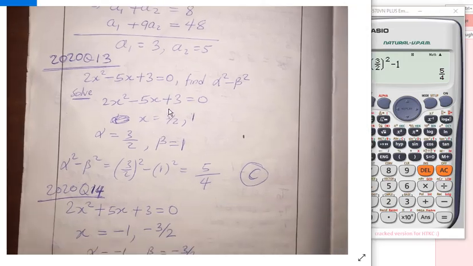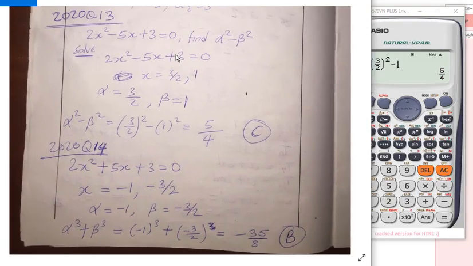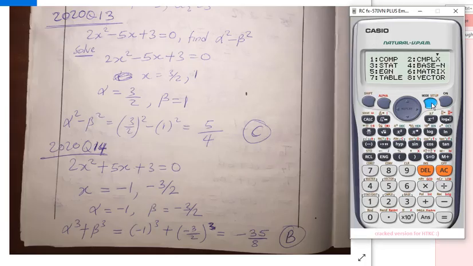Now look at this one again. 2020 question 14, the next question that follows as well. They say if alpha and beta are the roots of the quadratic equation 2s squared plus 5s plus 3 equals 0, you should find alpha cubed plus beta cubed. The same thing, the same way we did it now. Look at the way to solve the quadratic equation.